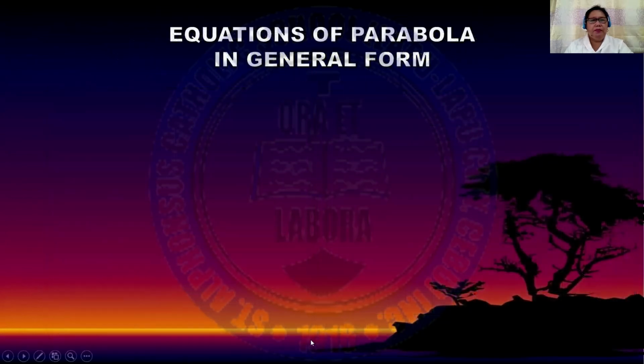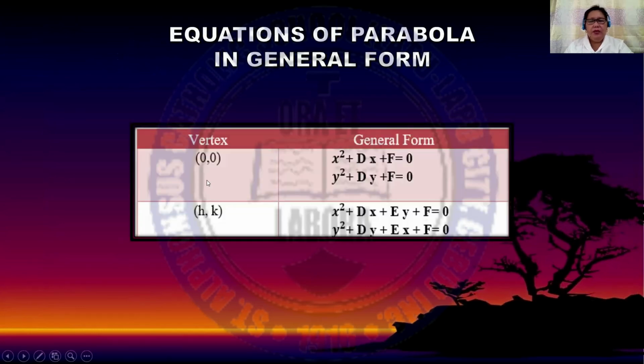Next. Let us have the equations of the parabola in general form. If the vertex is (0, 0), the general form, we have x squared plus dx plus f equals 0, and y squared plus dy plus f equals 0. For the vertex (h, k), we have x squared plus dx plus ey plus f equals 0. And the other one is y squared plus dy plus ex plus f equals 0.